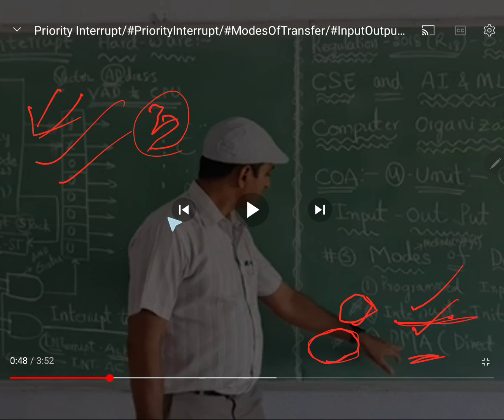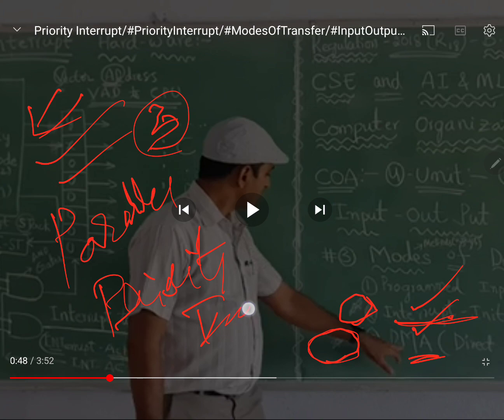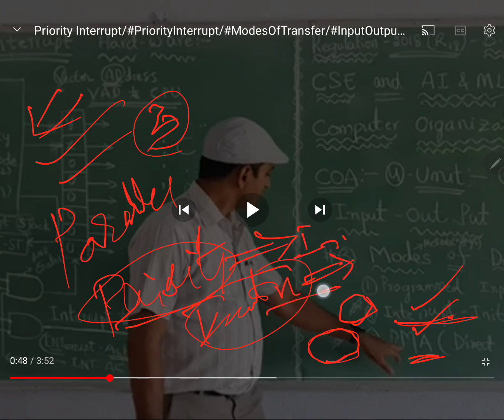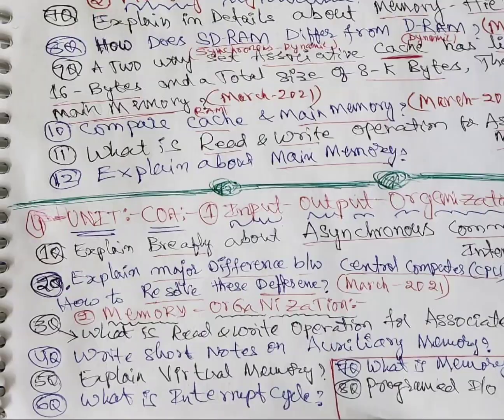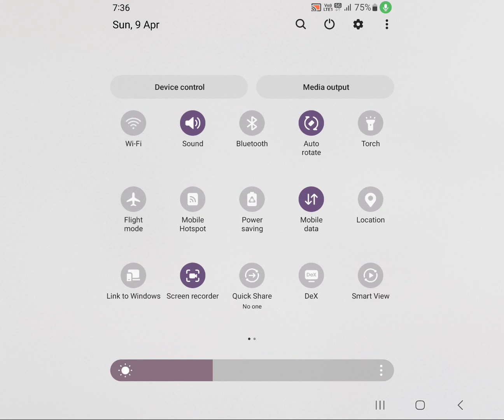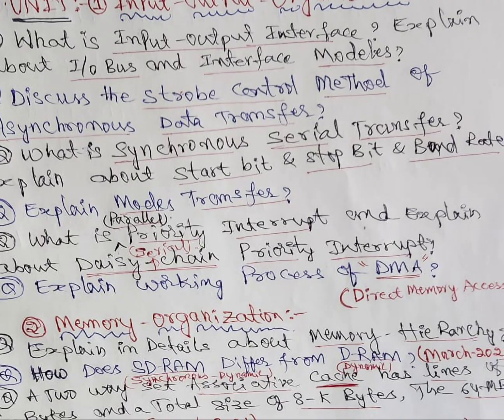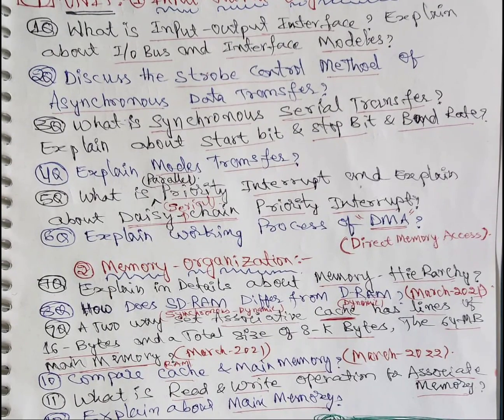This I have covered, but this is parallel. One word is added: parallel priority interrupt. Interrupt means disturbance. Priority means importance. Parallel, this is about parallel. Daisy chain means serial, that I have not covered, I will cover within the next videos, right? Very simple. Now I will put it in flight mode so that no one can disturb. See here, very simple.